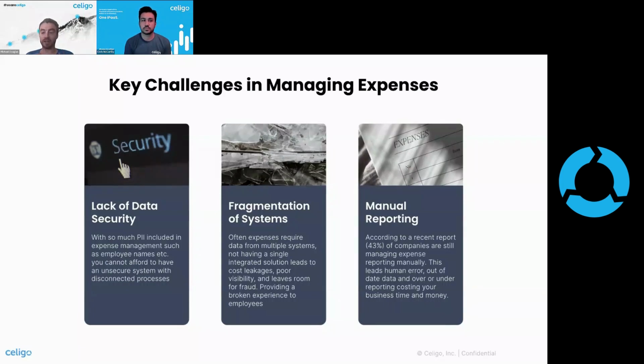Recently, the Association of Certified Fraud Examiners looked at American companies, and they found that 5% of their annual revenue is lost to fraud, and 15% of that fraud is within expense management. So that really speaks to the inefficient and ineffective processes that a lot of organizations have as it relates to expense management, right?